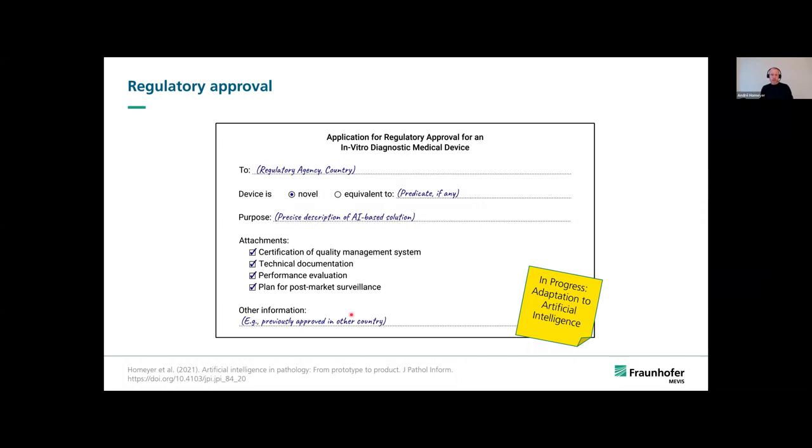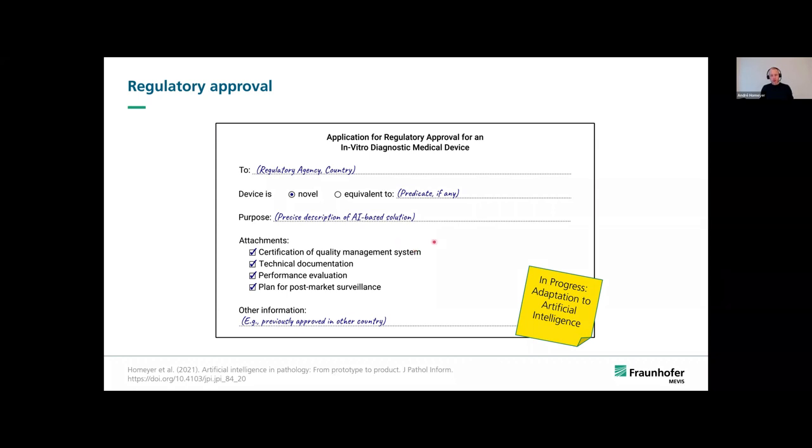In the USA, medical devices are regulated by the Federal Drug Administration. In the European Union, they are regulated by independent organizations, so-called notified bodies. In some countries, regulatory effort can be reduced by showing equivalence with an existing product. But in most countries, obtaining regulatory approval requires similar proofs.